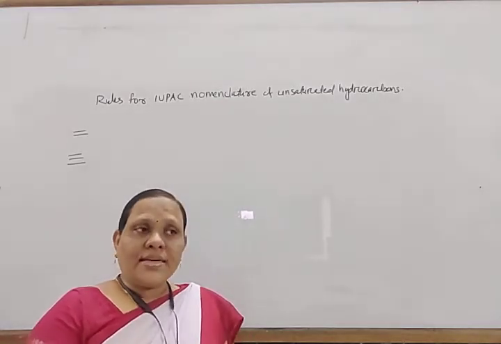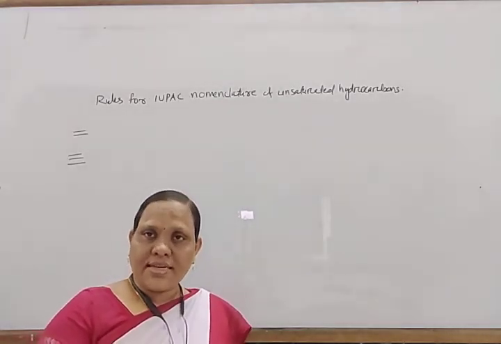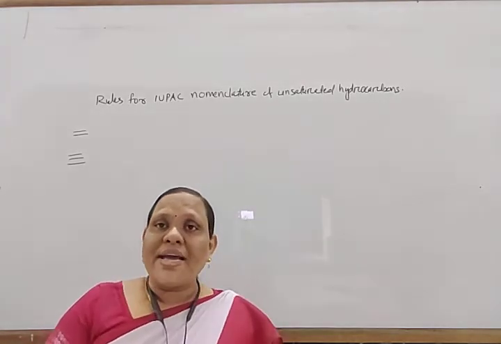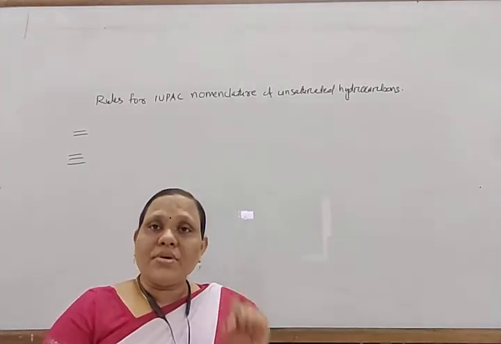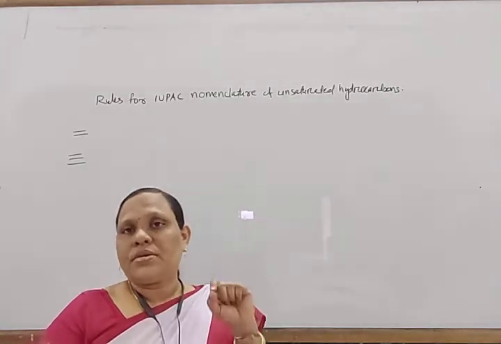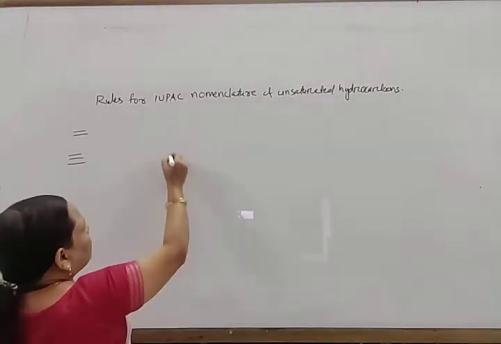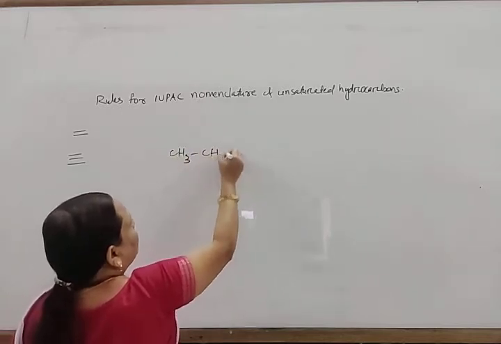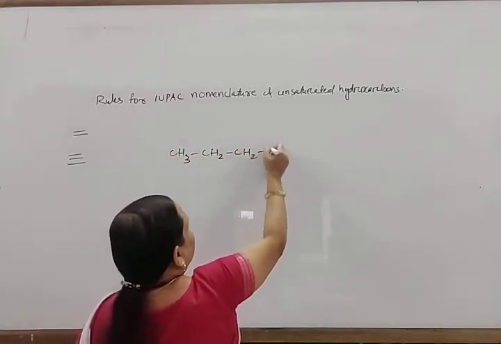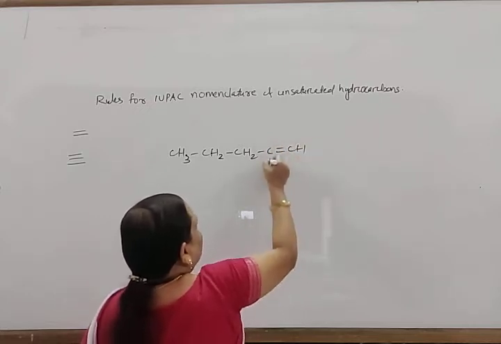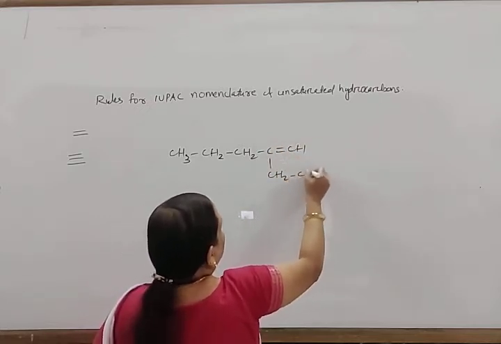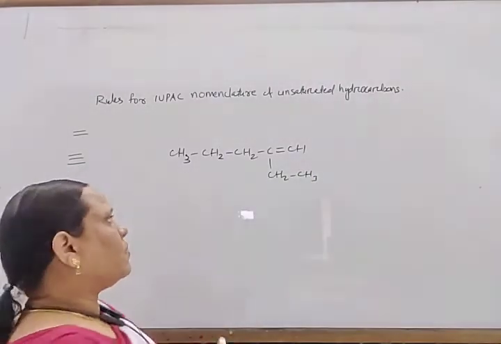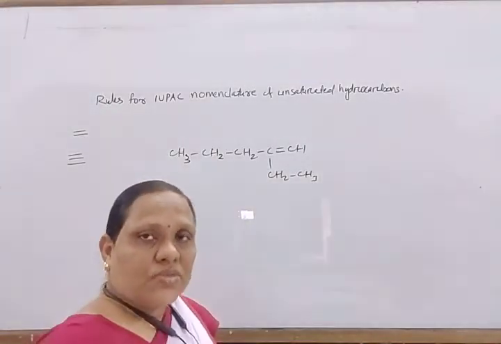For alkanes the primary suffix is ane, and in place of ane it should be substituted by ene. And here you have to write the position of the double bond. Look here, suppose it is given CH3, CH2, CH2, C double bond CH, and CH2, CH3. So first we have to choose the long chain which contains the double bond. It may or may not be the actual long chain.